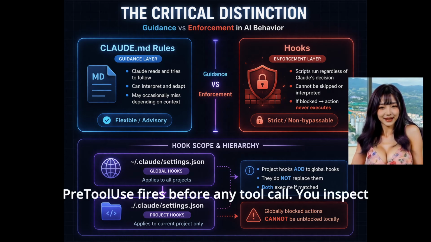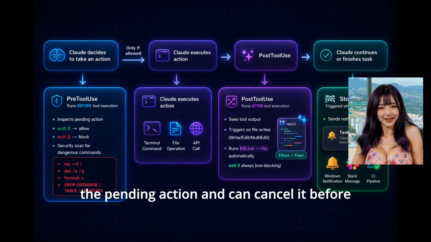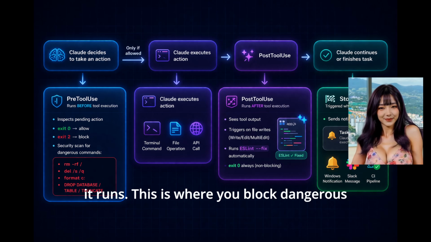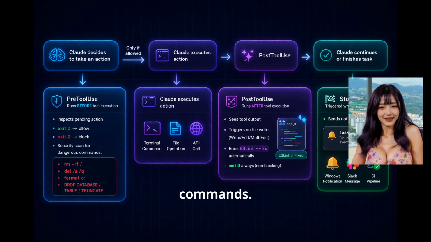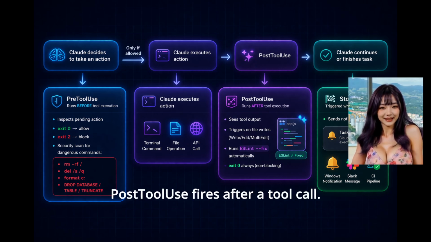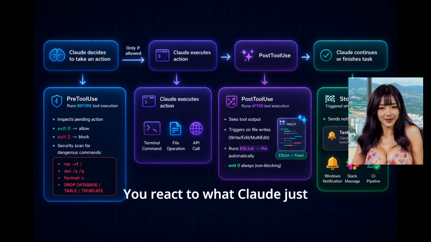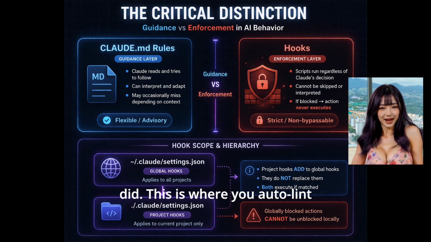PreToolUse fires before any tool call. You inspect the pending action and can cancel it before it runs. This is where you block dangerous commands. PostToolUse fires after a tool call. You react to what Claude just did. This is where you auto-lint every file Claude writes.